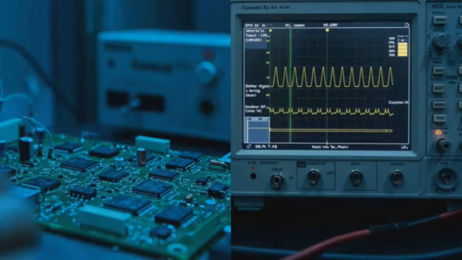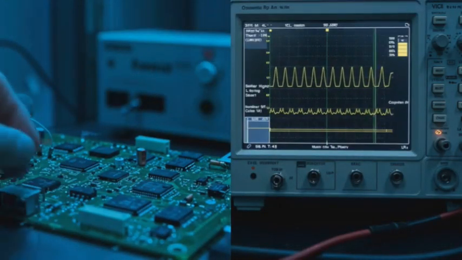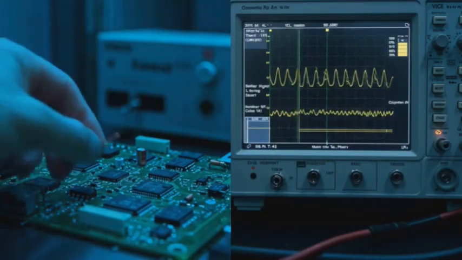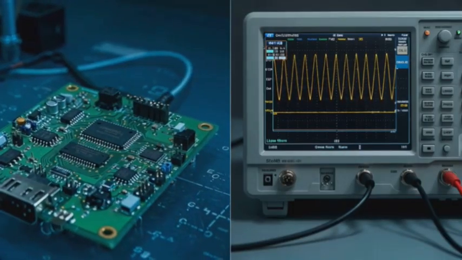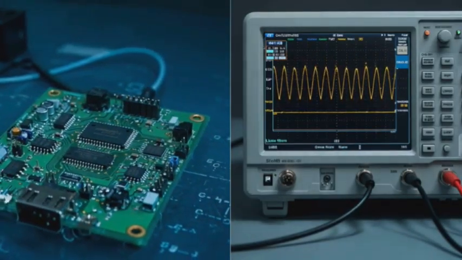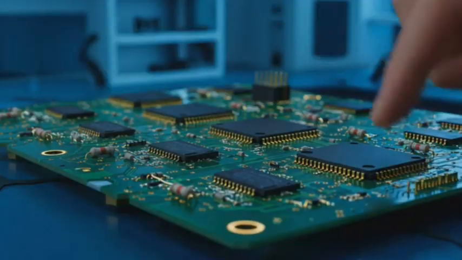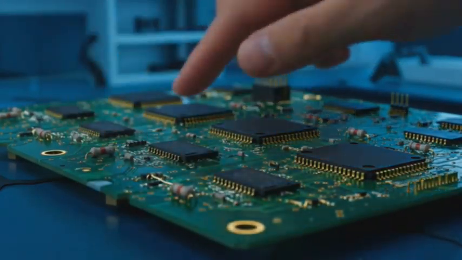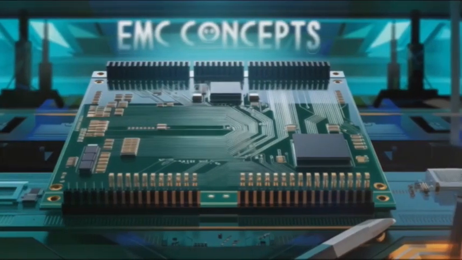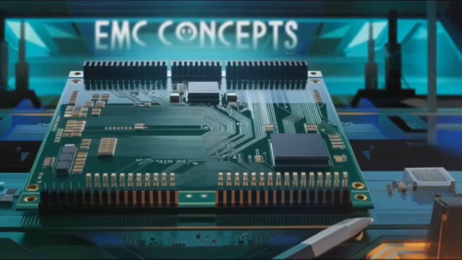This series focuses on mixed signal designs under 100 megahertz with rise times above 1 nanosecond, and emphasizes best practices for 4-layer PCBs. Let's start with key EMC concepts.